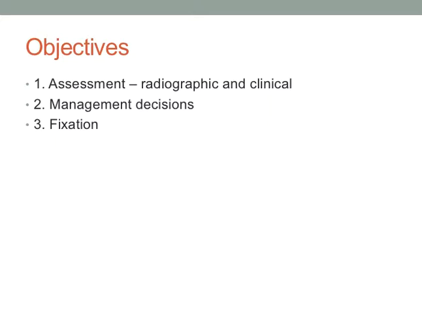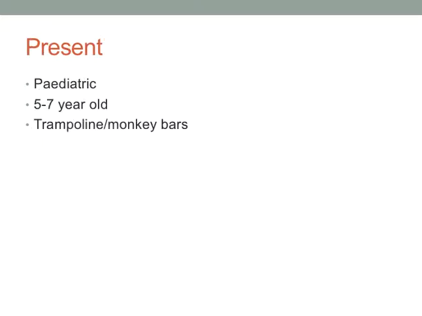And really, I aim just to give some sort of tips and tricks for more junior members of the team when assessing these injuries. So, supracondylar fractures typically present in the pediatric population that's around about 5 to 7 years old, although clearly it's not confined to this age range. And the typical history is a fall from a trampoline or monkey bars. And they present, as you'd expect, with pain and an unwillingness to move their elbow.